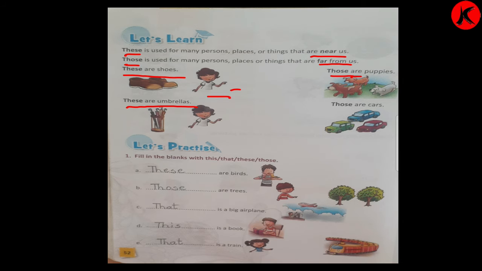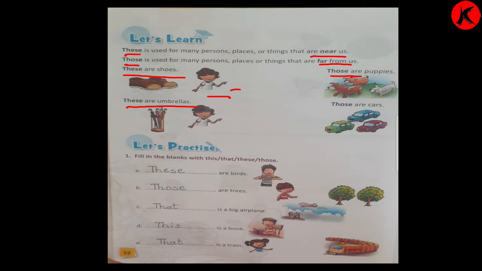Now next, these are umbrellas. The sentence changes into plural. More than one, singular plural. अगर सिर्फ एक ही अम्ब्रेला है तो हम क्या बोलेंगे कि this is an umbrella. But if umbrellas are more than one, so we will say these are umbrellas.